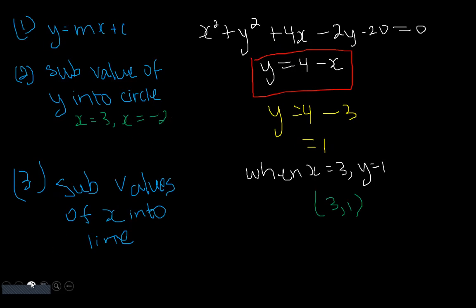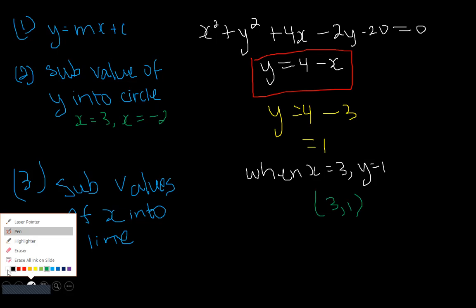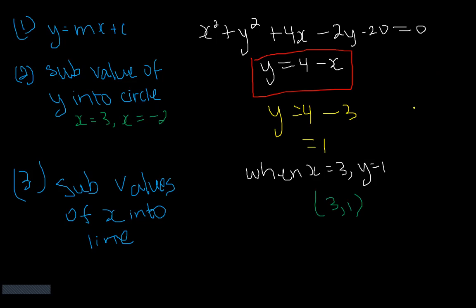But you can't just leave out this one. You also need to find what the other coordinate is. So doing the same thing. y is equal to 4 minus, instead of putting x in this case, we're going to put minus 2. So that's minus minus 2. We know that a minus and a minus is a plus. So 4 plus 2 is equal to 6.